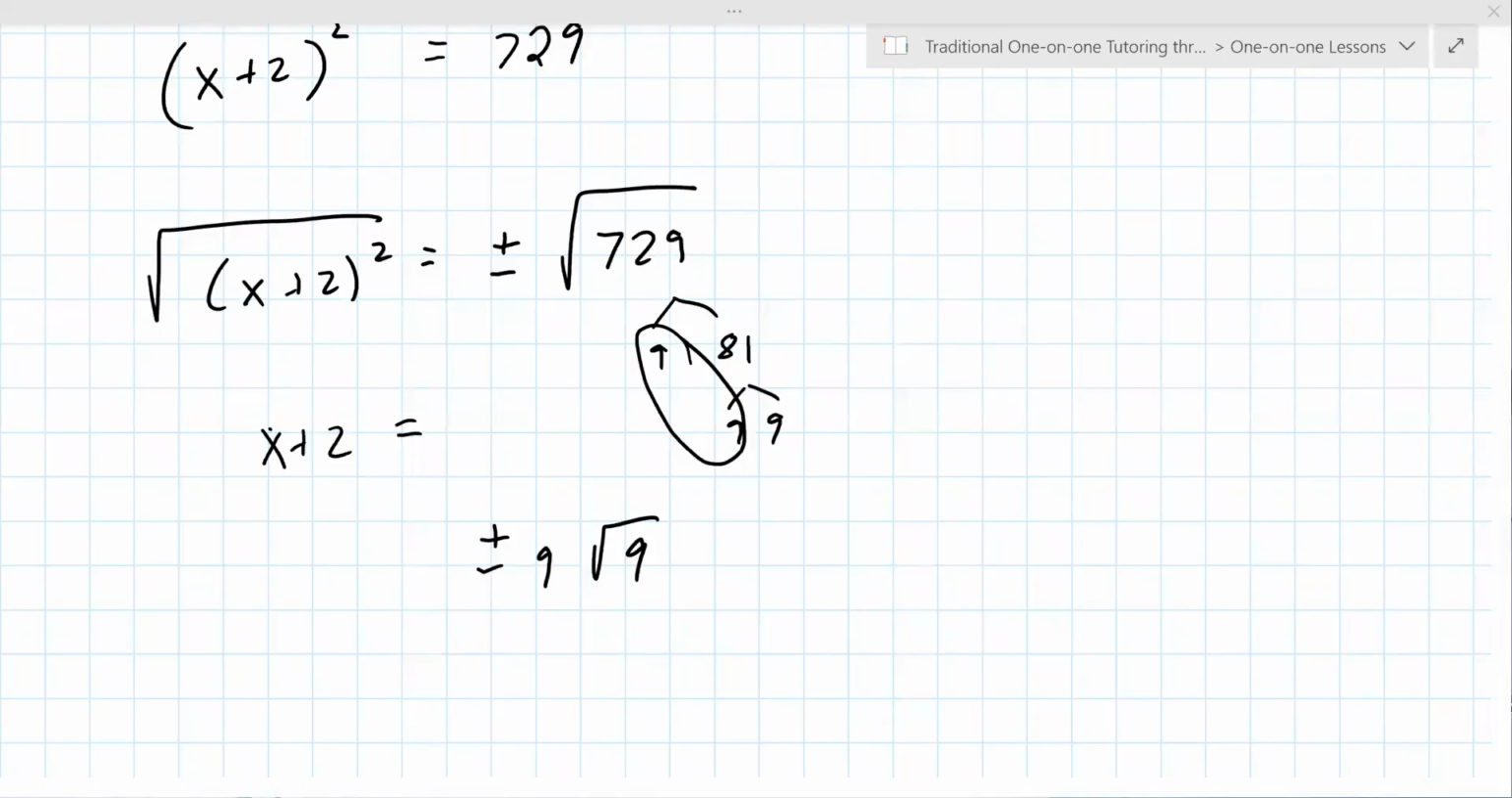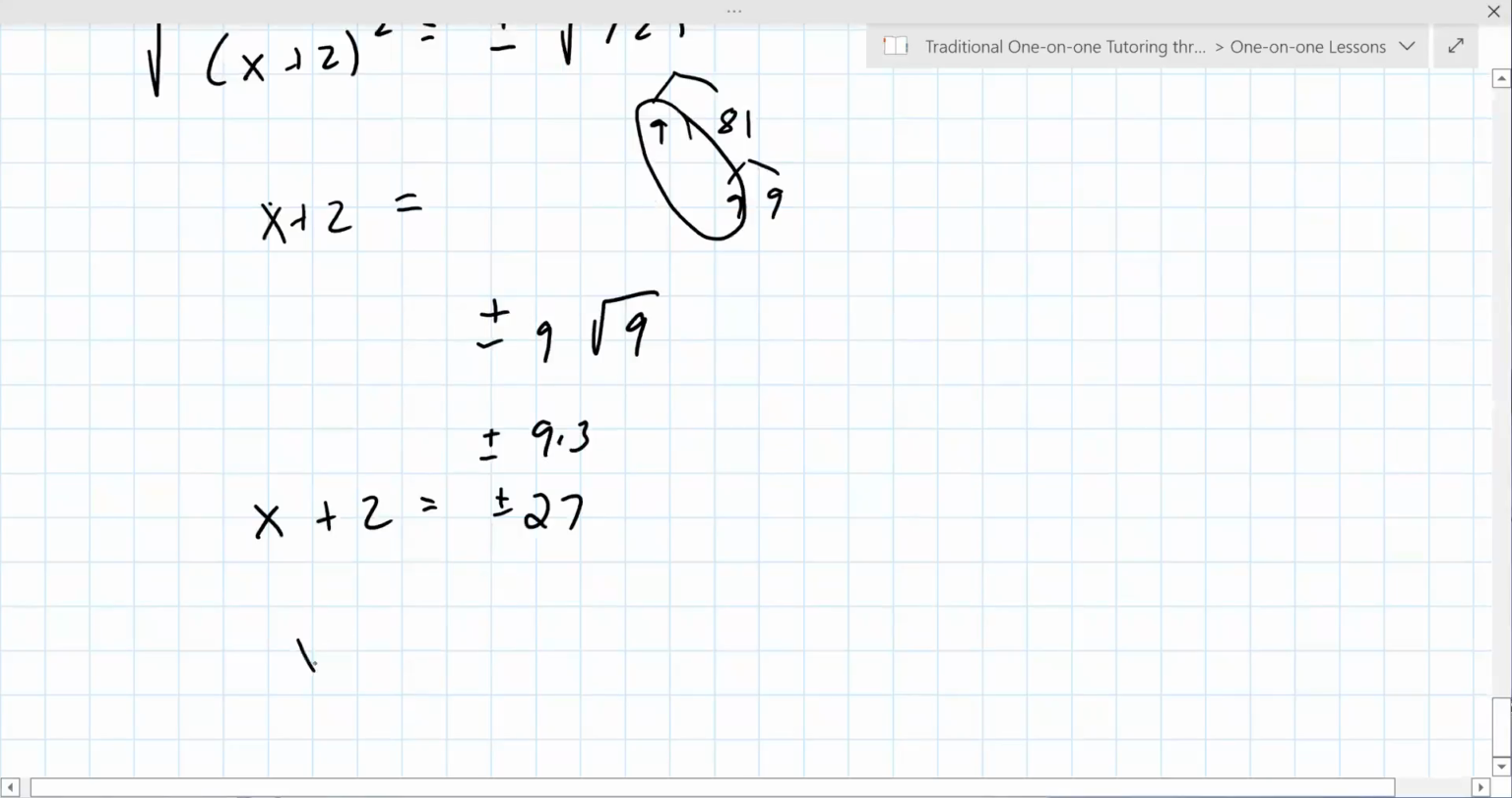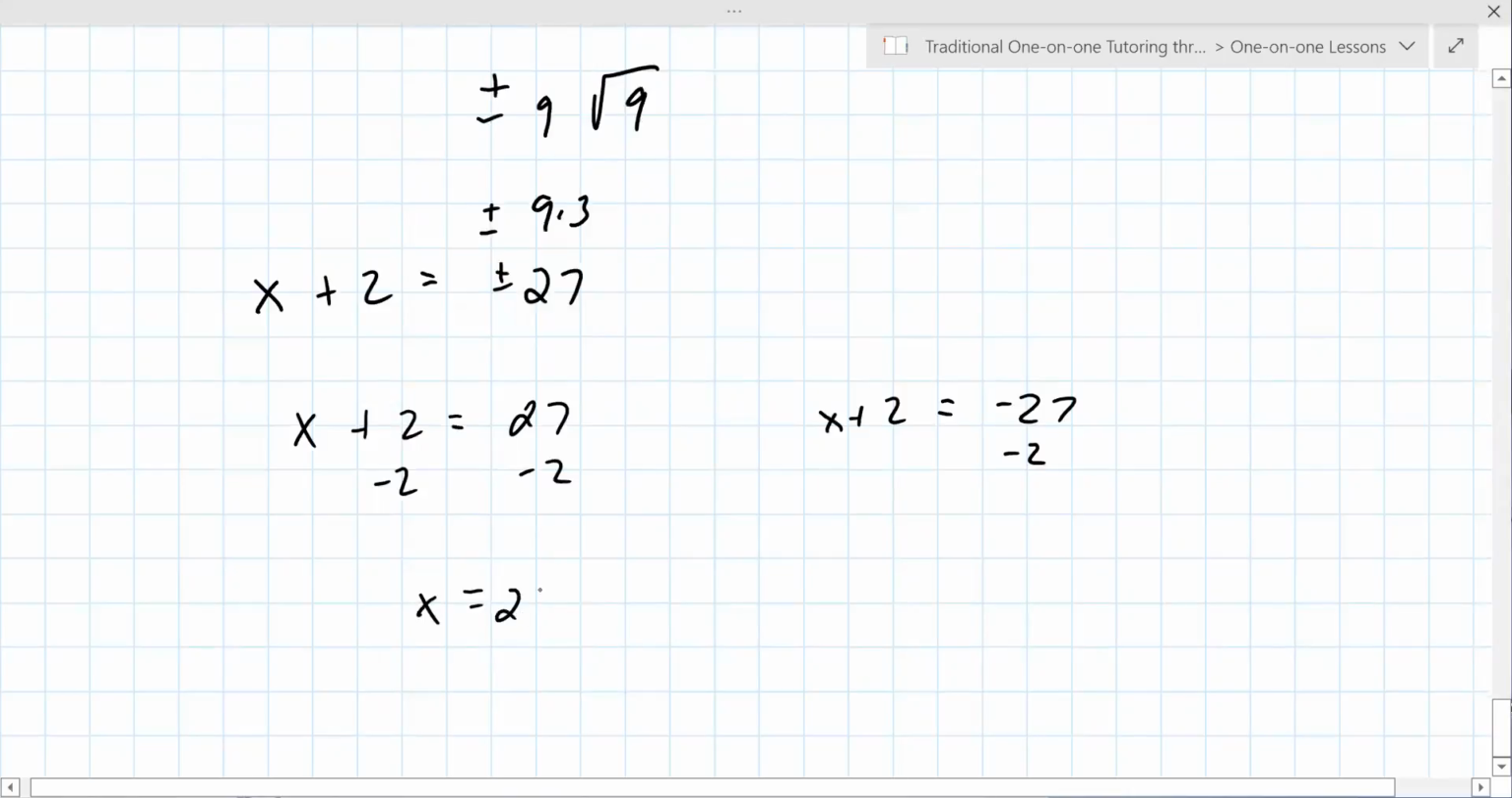Wow. Okay. Sorry. So this is correct, but it's also 27 squared. I was just shocked that this was working. So this becomes plus or minus 27. X plus 2 equals that. So it's really two equations. x plus 2 equals 27, x plus 2 equals minus 27. So you subtract 2 from both sides, and you get x equals 25, x equals minus 29.